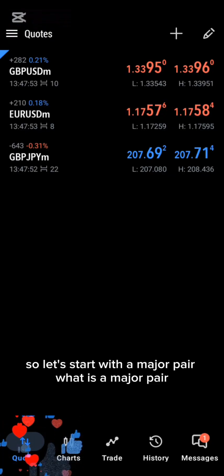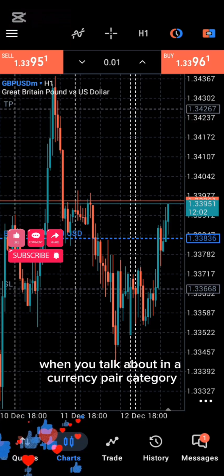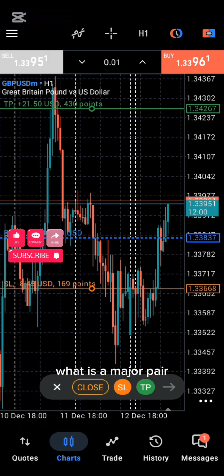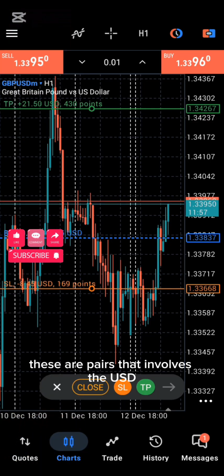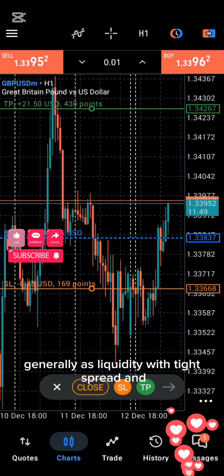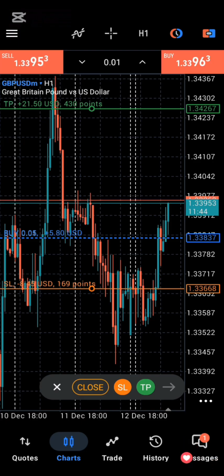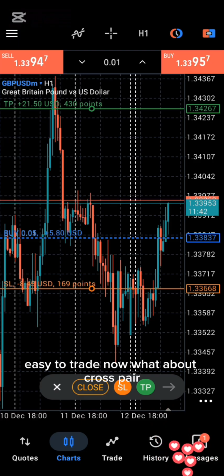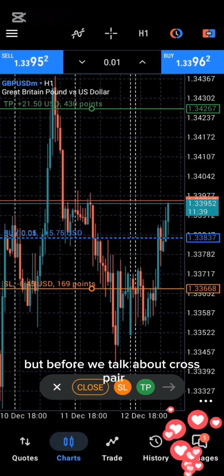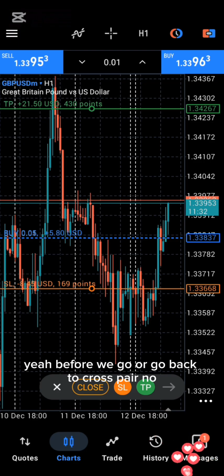So let's start with a major pair. What is a major pair? These are pairs that involve the USD, United States dollar. They are frequently traded, generally with high liquidity, tight spread, and easy to trade. Now, what about cross pair? But before we talk about cross pair, let me quickly give you an example of a major pair.